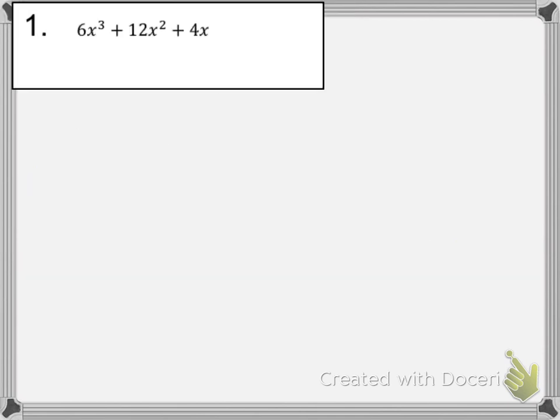So let's start with a process problem here. We have 6x cubed plus 12x squared plus 4x. When we're finished, we want to have the GCF out here, and then whatever is left over on the inside of the parentheses. In the previous video, we practiced finding our GCF. Remember, one method of finding your GCF, and you certainly don't need to do this every time, if you can do the mental math, that's totally fine.